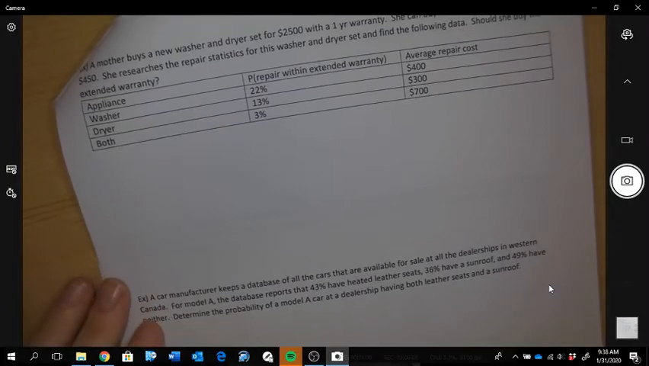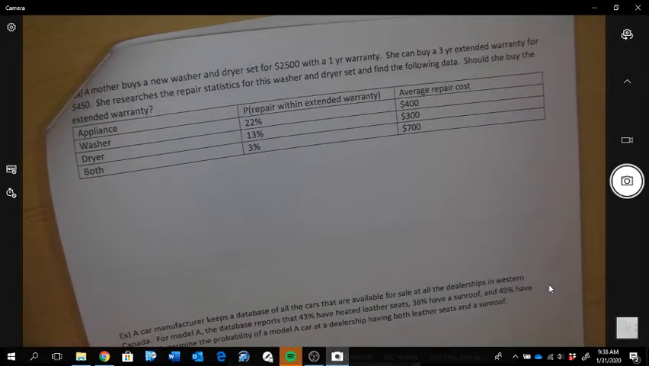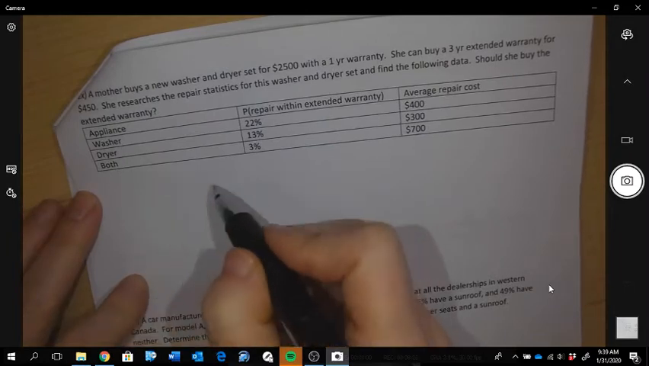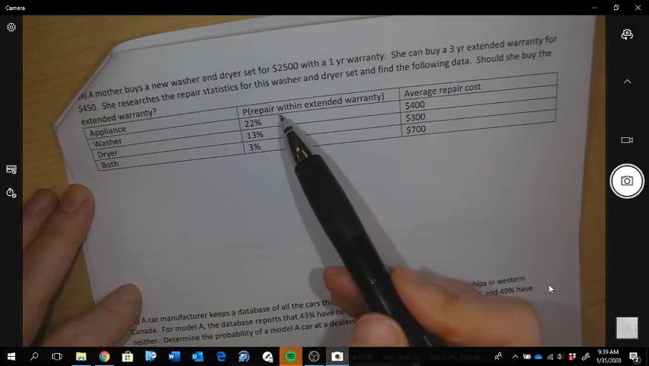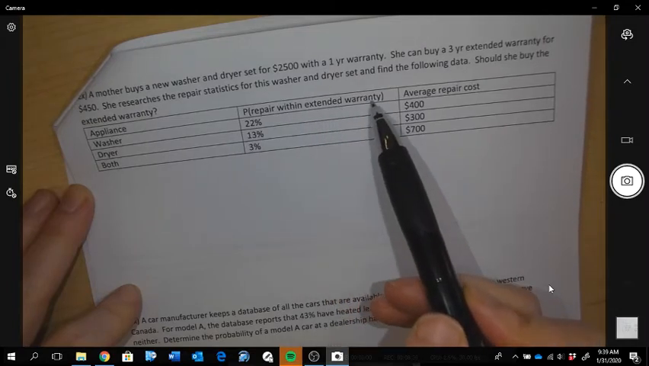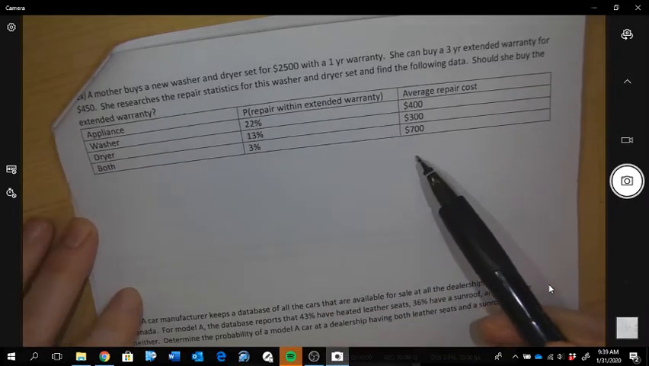A mother buys a new washer and dryer set for $2,500 with a 1-year warranty. She can buy a 3-year extended warranty for $450. She researches the repair statistics and finds this data. We're going to try to figure out if she should buy the extended warranty. For appliances, this is the probability of repair within the extended warranty, and then the average cost.